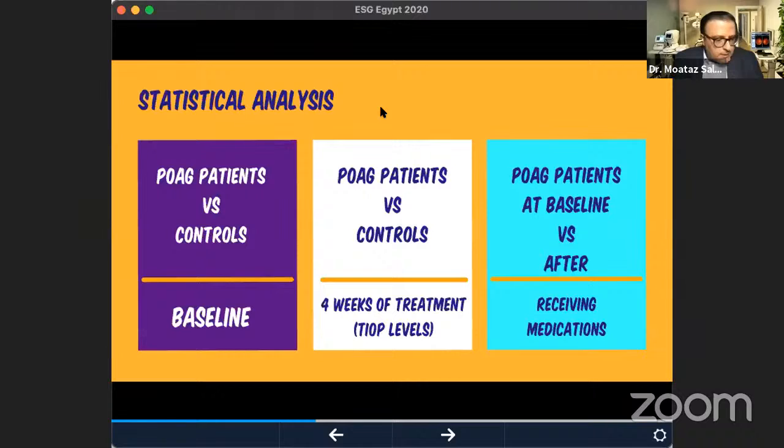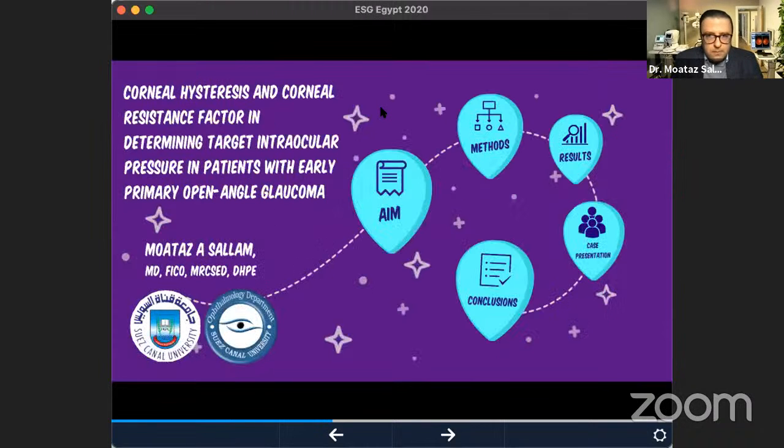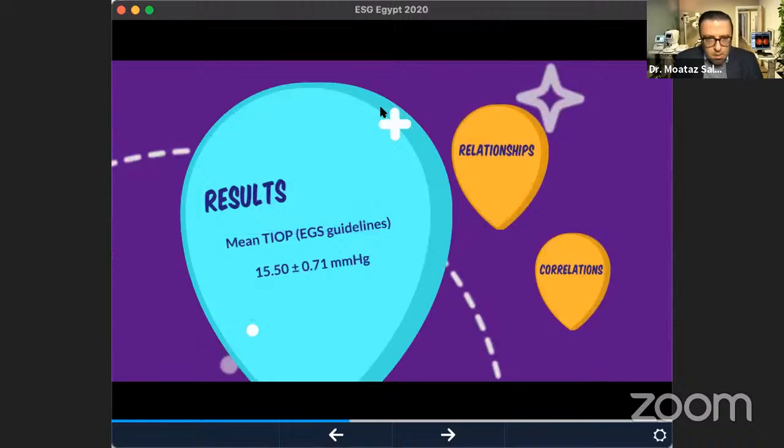The statistical analysis involved comparison of glaucoma patients with controls at baseline and after 4 weeks of lowering IOP by medications. Also, ocular response analyzer parameters of glaucoma patients were compared to each other before and after treatment. The mean target IOP in our glaucoma patients was 15.50.